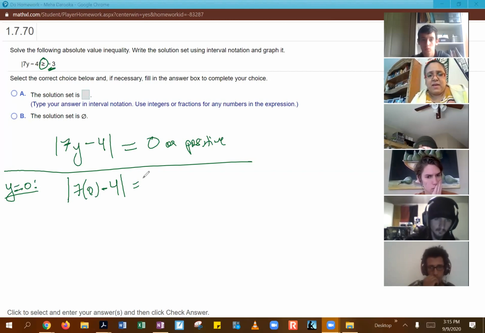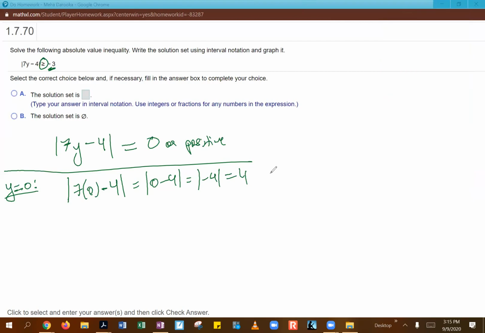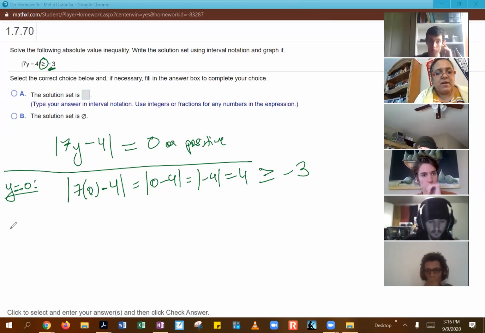Yeah, you are going to end up getting positive 4, because 7 times 0 is 0. 0 minus 4 gives us negative 4, but this is all inside the absolute value symbol. So the absolute value of a negative number becomes positive. Now is positive 4 going to be greater than or equal to negative 3, which is what they gave us in the inequality? So is 4 greater than negative 3? Yes, it is. So this is going to be true because 4 gives us a positive number.